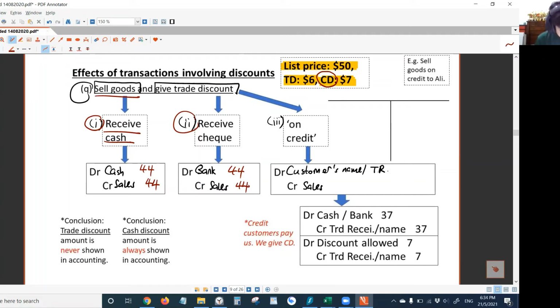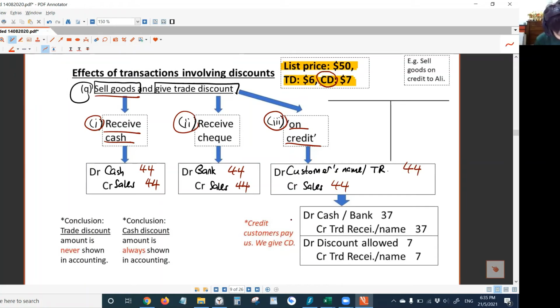Now the third one, on credit. Have you received payment from customer? No, correct. Then how much do customers owe you after you sold goods on credit to them? 44. After that, customers owe us for some time. And assuming that customers pay promptly, how much would you receive from customer? 37. Yes, 37.